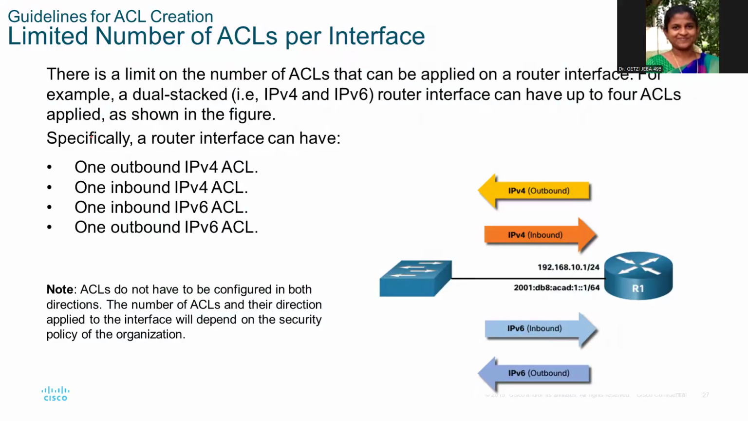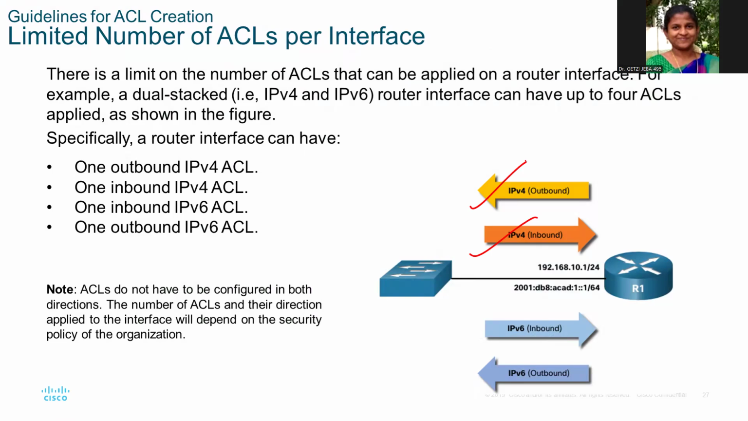And how do you create an ACL? There are some guidelines for creating ACLs. Do not create too many ACLs, because that will be very congested. Suppose a router operates on both IP version 4 and version 6. A router can understand version 4 and version 6. So you can create one IPv4 ACL on inbound and one IPv4 ACL on outbound.